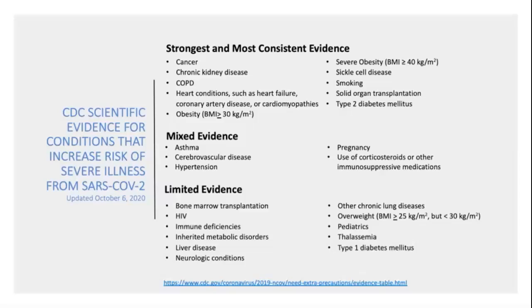Cancer is something that we have been concerned about from the very beginning of the pandemic. Type 2 diabetes mellitus, again, has always been on this list. We discussed in a much earlier webinar obesity and the association of obesity with severe COVID disease. You also see things like smoking, COPD, heart conditions, sickle cell disease, and solid organ transplantation. But again, if you want more information on that, please review the slides, or there's a link at the bottom of the slide to the full brief.